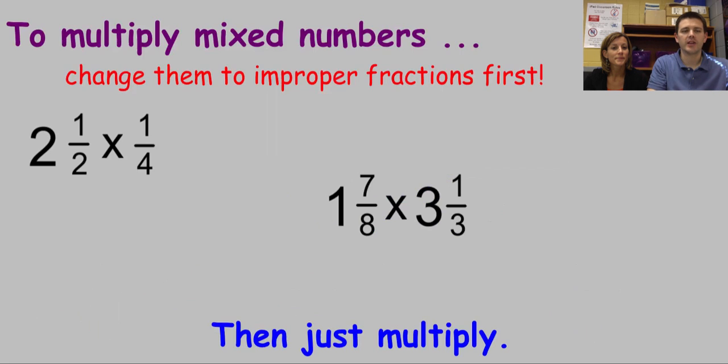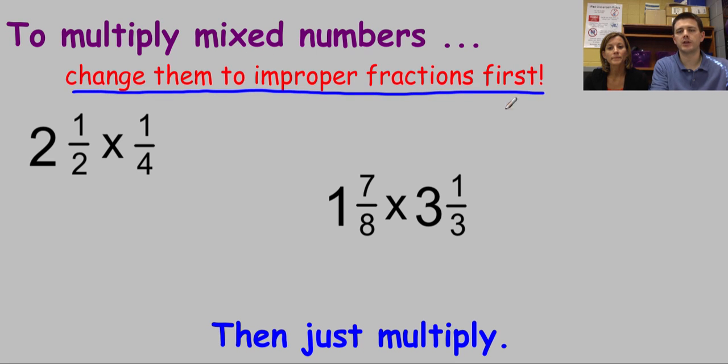All right, the reason we practice changing those mixed numbers to improper fractions is because that's how we're going to multiply our mixed numbers together. So our rule for today is to multiply mixed numbers. We're going to change them to improper fractions first. Then we just go ahead and multiply like we've been doing. Pause it and write it down.